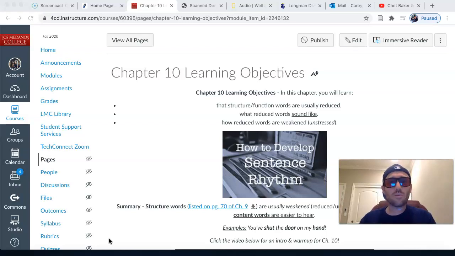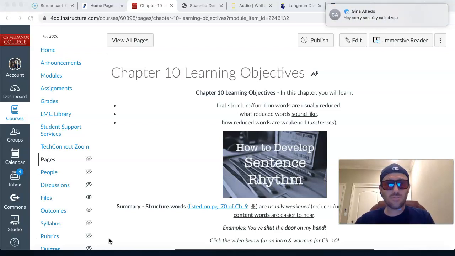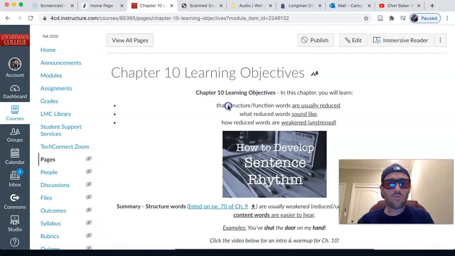Last week we talked about stressed words, how content words, verbs, nouns, adjectives, adverbs, give us what? Content words provide us with information, right? And that's why we stress those words, whereas structure words or function words are usually reduced or unstressed.